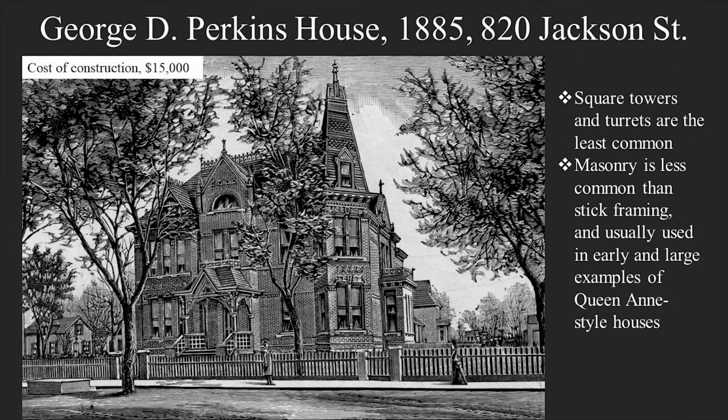The George D. Perkins house. Perkins was the longtime editor of the Sioux City Journal. This is his house, built in 1885 at 820 Jackson Street. So again, we see a tower. This is a square tower, which happens to be the least common type of tower on a Victorian-style house. Also, looking at this style a little bit more, masonry is less common than stick framing, and really the only masonry or brick examples we'll see of Queen Anne Victorian-style architecture are the early examples and some of the larger examples. Again, we're in 1885, so this is still relatively early. This house cost $15,000 to build.